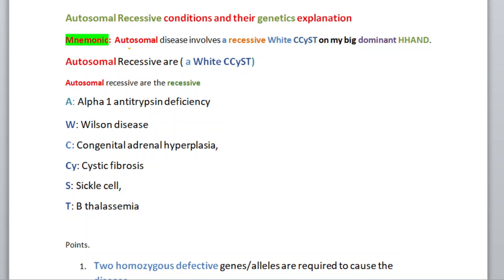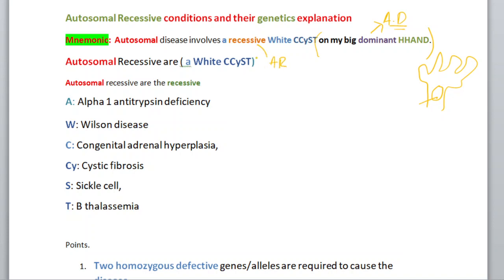It's called: autosomal disease involve a recessive white cyst on my big hand. Suppose here is a hand, and there is a white cyst. From here till here, I have described it in the previous lecture. These are autosomal dominant conditions. You can check it there. Today we will be talking about the recessive white cyst.